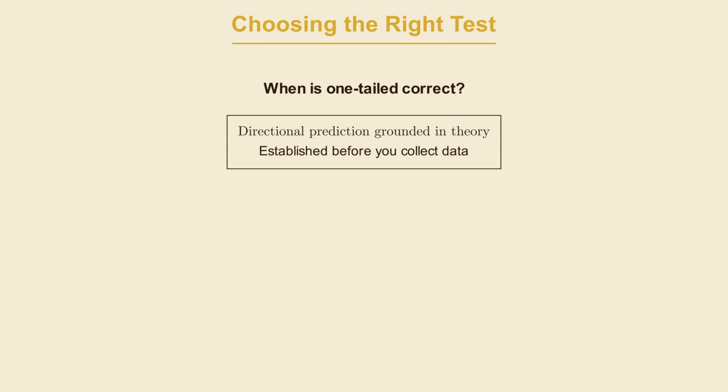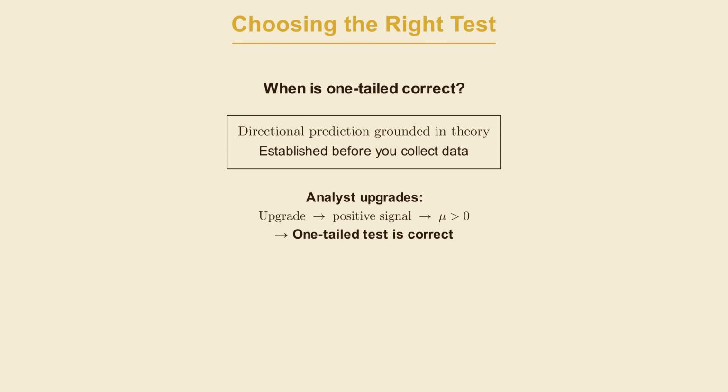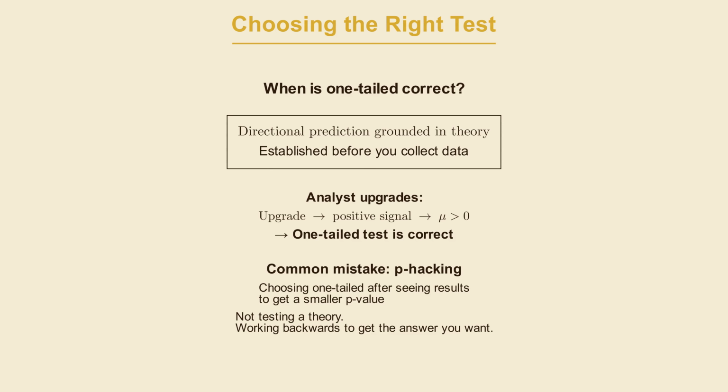The defining property is this. A one-tailed test is correct when you have a directional prediction grounded in theory, established before you even collect your data. For analyst upgrades, that prediction is obvious. An upgrade is a positive signal, so the theory says the price should go up, not go down. The one-tailed setup is the correct one. One common mistake is choosing the one-tailed test after you already have your results because you want the p-value to show something that you prefer. This is called p-hacking, and in this circumstance you're not testing a theory, you're working backwards to get the answer you want. This approach is incorrect, and the choice between a one- and two-tailed test should always be grounded in theory, not based on what result you're trying to find.